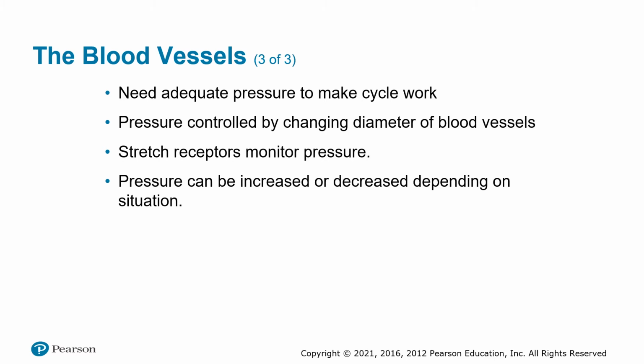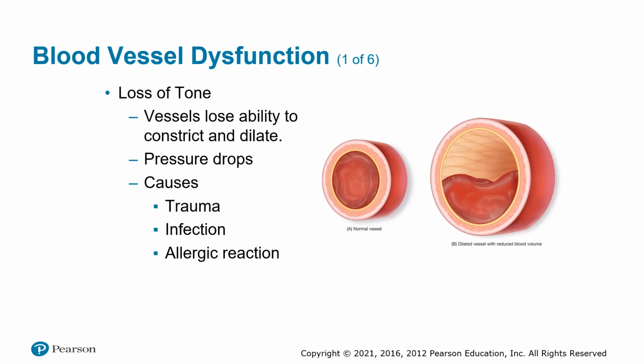You have pressure controlled by changing the diameter of the blood vessels. You have stretch receptors inside your blood vessels that monitor pressure. These stretch receptors say, I'm going to either make you bigger or I'm going to make you smaller, depending on what's happening in the body and the situation that's going on.